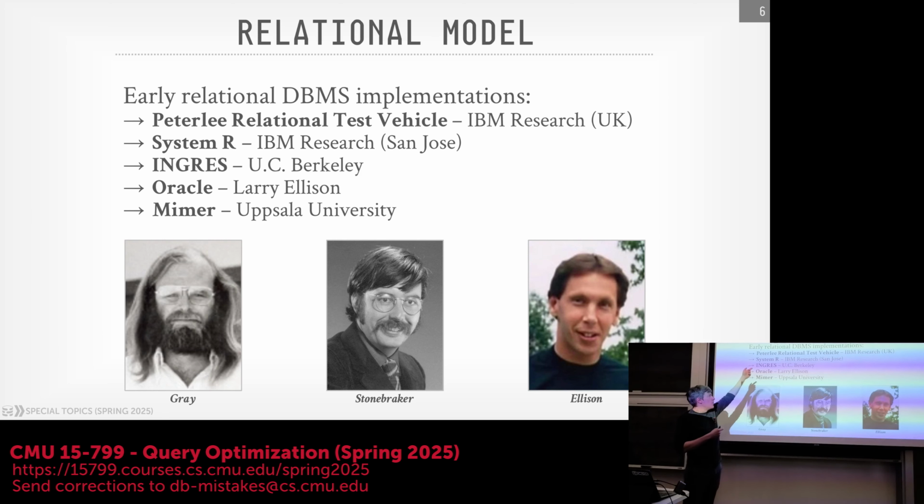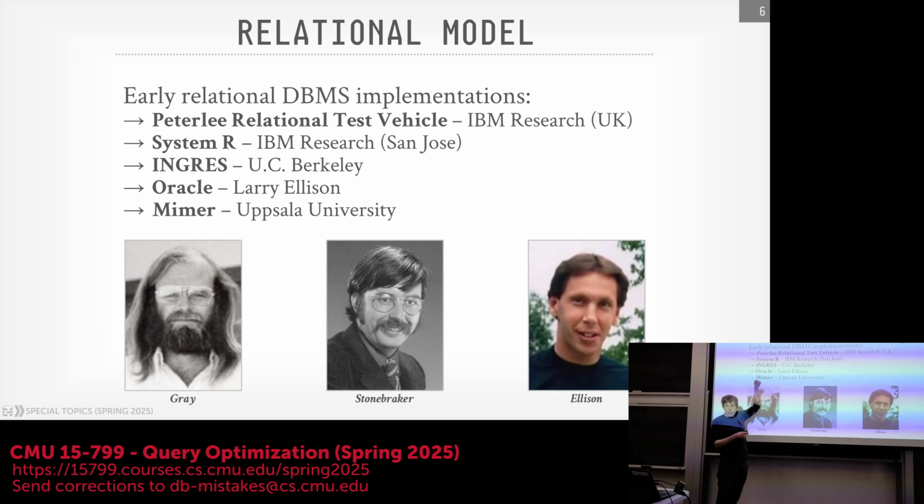But then they moved to San Jose at the IBM research lab there, and that's when they started getting serious about building a relational data system. And that's where System R came out of, right?